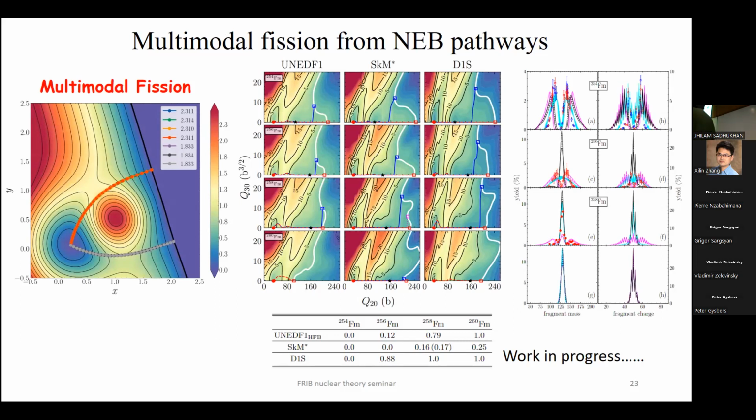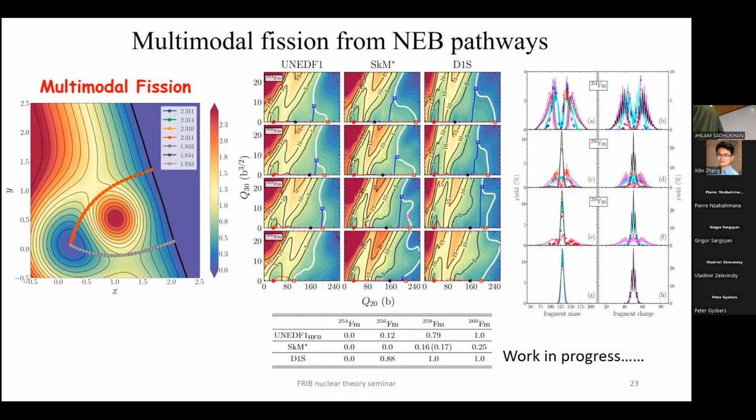Now, if we apply this method in realistic calculations, where these energies are calculated using different functionals, we can generate different pathways, like one asymmetric path and one symmetric path, and these calculations are going on along all these pathways. And what we can see is that we can actually calculate the relative probabilities of these pathways, like the probability of asymmetric fission and symmetric fission.